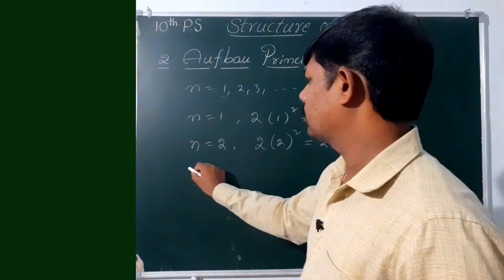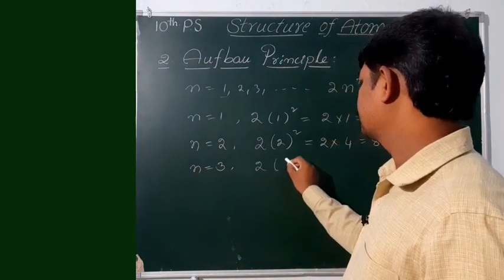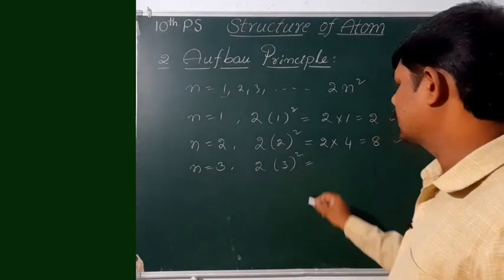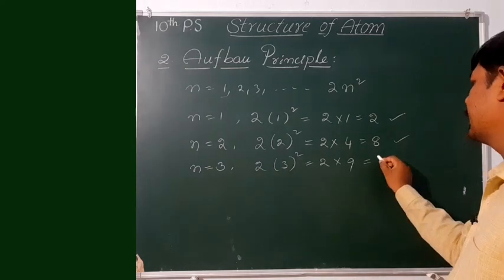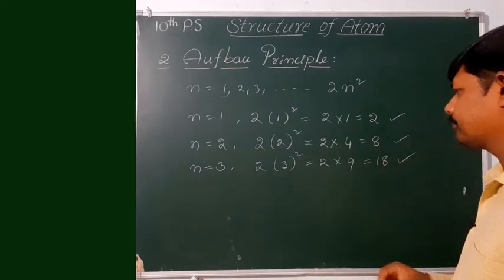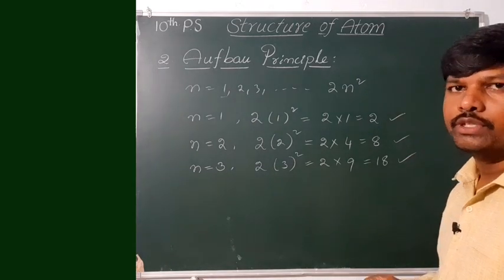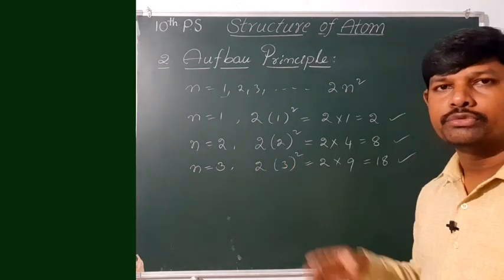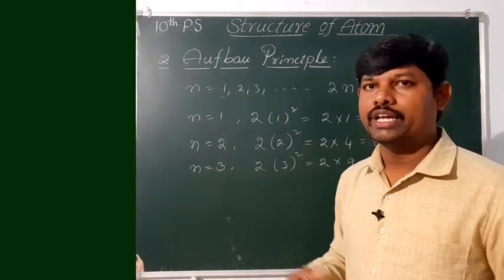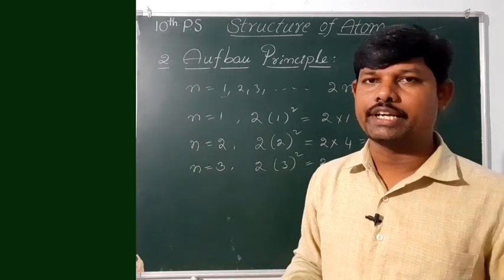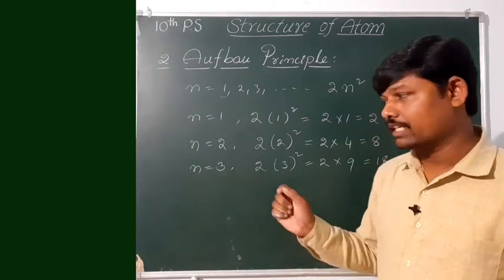So like that, in the third main shell, 2 into 3 square, that is equal to 2 into 9. 3 square means 9. 2 into 9, 18 electrons are present in the third main shell. So like that, we can calculate the fourth shell also. So what about the subshells? How many electrons are present in the subshells like s orbital, p orbital, d orbital and f orbital? Let us see that also.